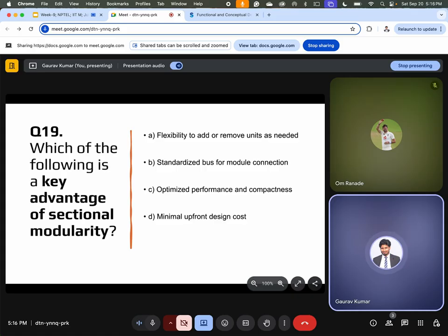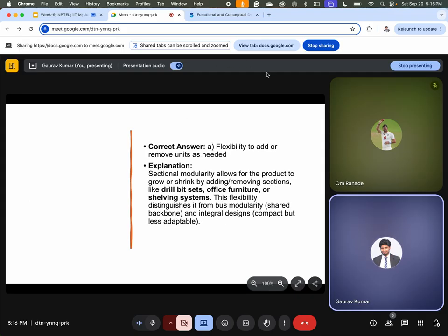So unlike bus modularity or slot modularity, sectional design relies on a sequential arrangement, and integral design prioritizes compactness over flexibility. Thus the ability to freely add or remove units as needed represents the key advantage of sectional modularity, supporting both user customization and efficient product management. Those who are watching this video later, please go through this slide.